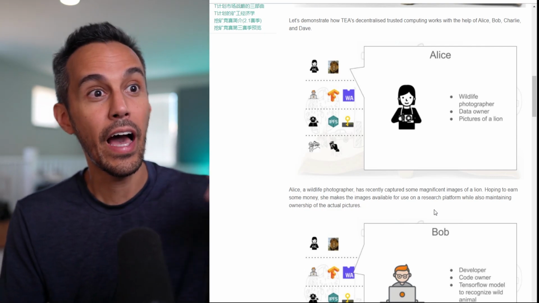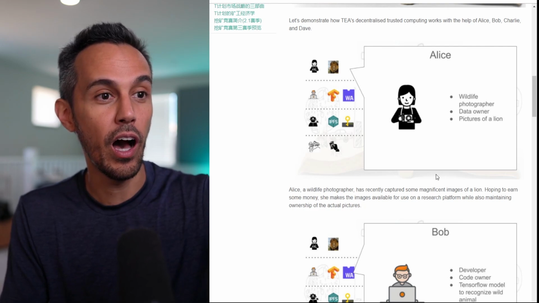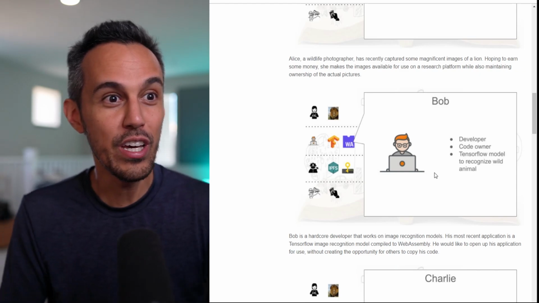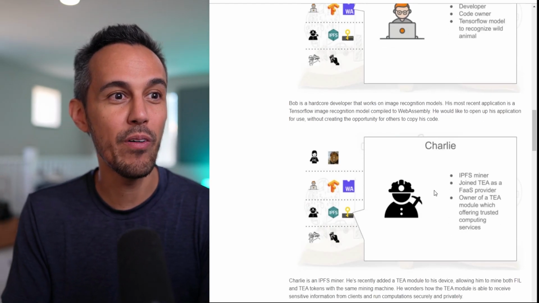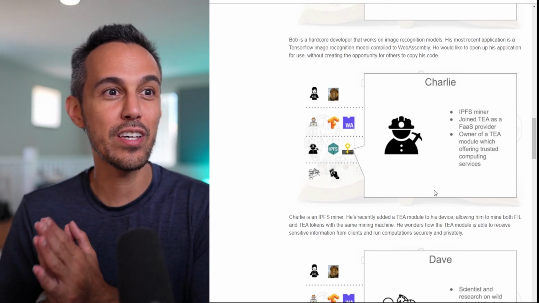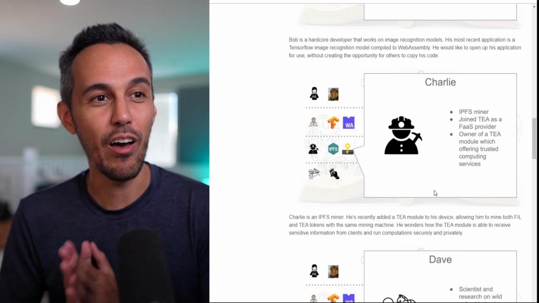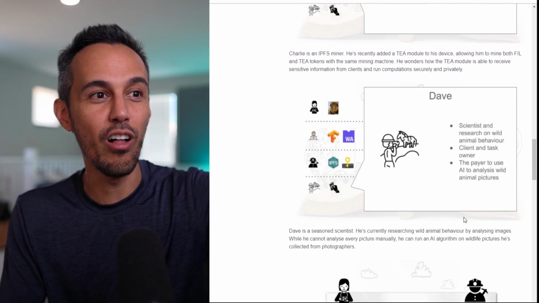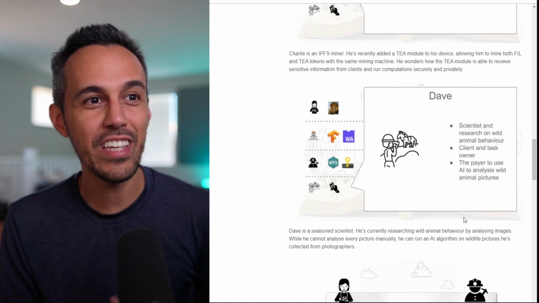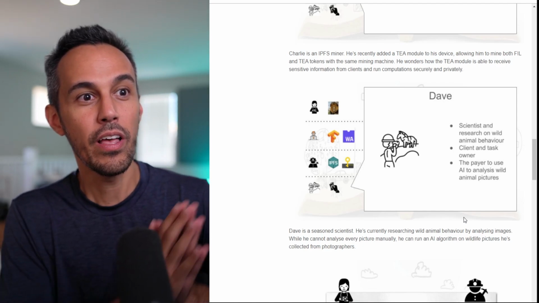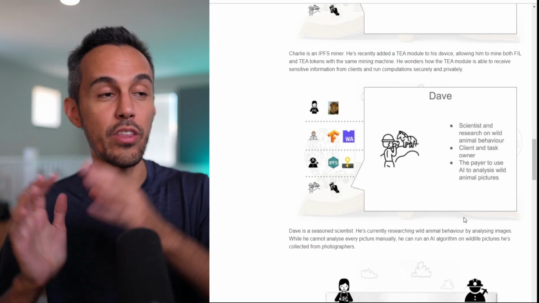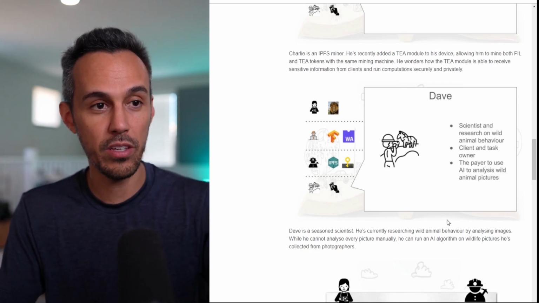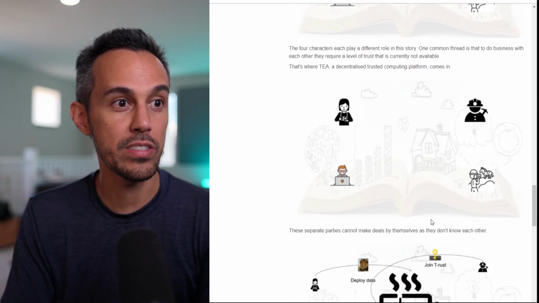They're saying Alice is a wildlife photographer, the data owner, and how she wants to use it, versus Bob, who's obviously more technical. He's a developer, the code owner, with a TensorFlow model to recognize wild animals. Then Charlie, who's the IPFS miner. He joined T as a FaaS provider, owner of a T module. Again, this is how these guys are all involved in the process. Dave is a scientist researching animal behavior, and this is how he's able to do this. Essentially, they're from all different sides of the ecosystem. At the end of the day, they all work together to make this work and get benefits out of it.